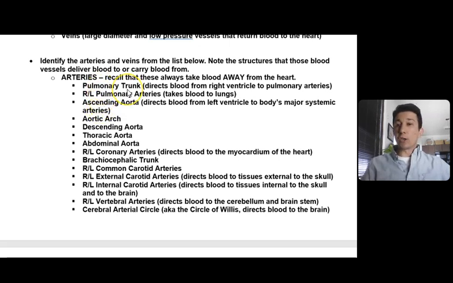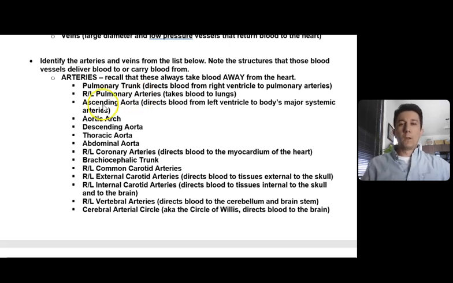First, we have the pulmonary trunk, which the term pulmonary means lungs, and so this is a major artery that is going to take blood from the right ventricle to the pulmonary arteries. So the pulmonary trunk will branch into the right and left pulmonary arteries, and it's the right pulmonary artery that takes blood to the right lung, and the left pulmonary artery that takes blood to the left lung.